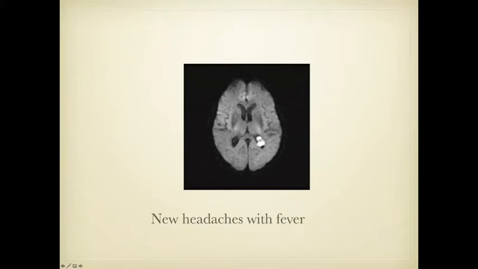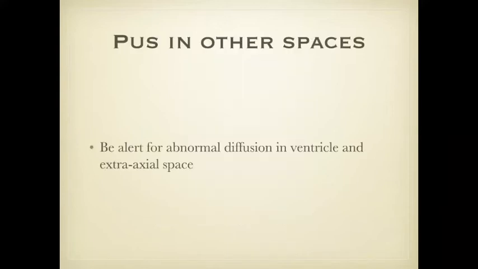And this is a normal variant appearance, probably a reflection of what is generally called a xanthogranuloma, but basically degenerative change of the choroid plexus. This is not a pathologic finding. Usually in these cases, you'll find that the contralateral choroid plexus is calcified, the reason why it doesn't have that look.